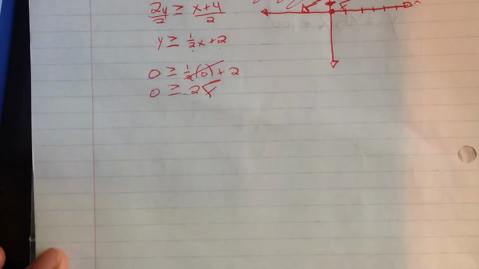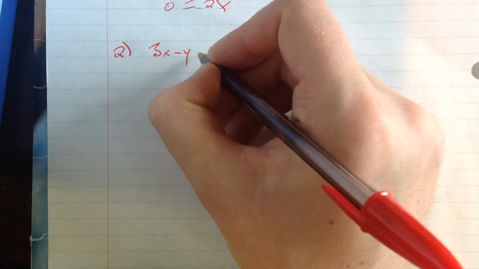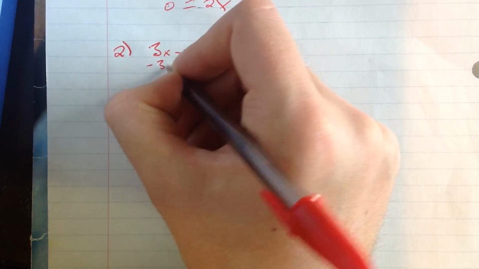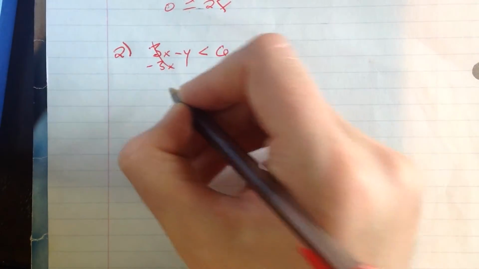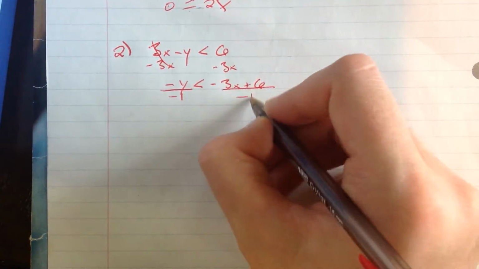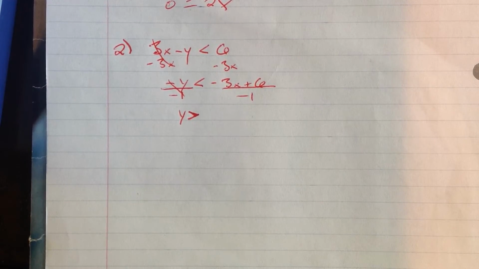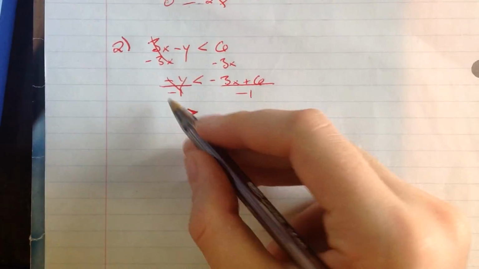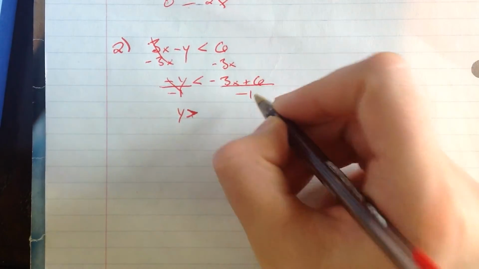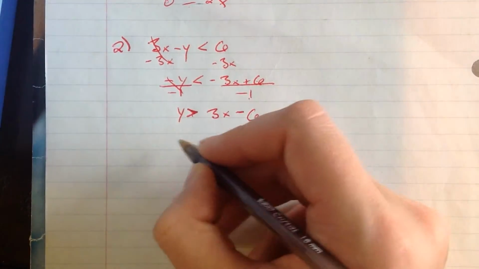Doing a second example, say we were given 3x minus y is less than 6. Subtract 3x from both sides. I get negative y is less than negative 3x plus 6. Divide by negative 1. And y is greater than, so when we divide by a negative, it flips the symbol. Divided by negative 1, flip the symbol. Negative 3 divided by negative 1 gives us 3x. 6 divided by negative 1 is negative 6.